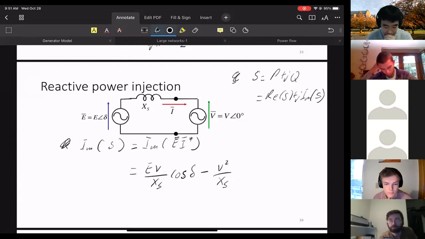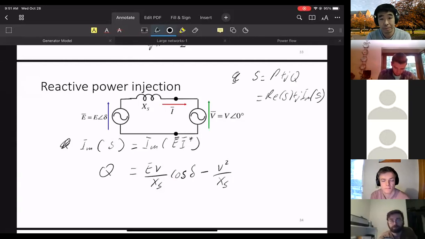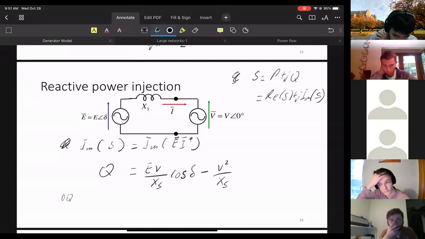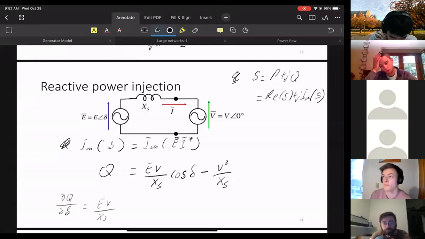Yeah. So if you look at this reactive power, is it very sensitive to the angle? Right, it turns out this reactive power is not very sensitive to the angle. It's much more sensitive to the voltage. If you look at this equation, for example, dQ/d delta is EV/XS minus XS sine delta.